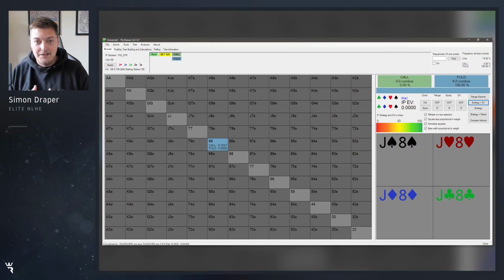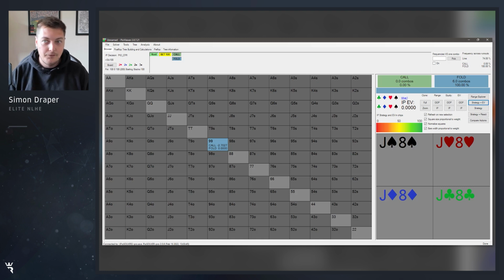Sometimes you can take an even more simplistic approach and ask yourself the question: is my opponent going to overbluff the river, or is my opponent going to underbluff the river? If you can figure this out with any kind of accuracy, you're going to start making incredibly profitable river decisions when you're bluff catching the river.